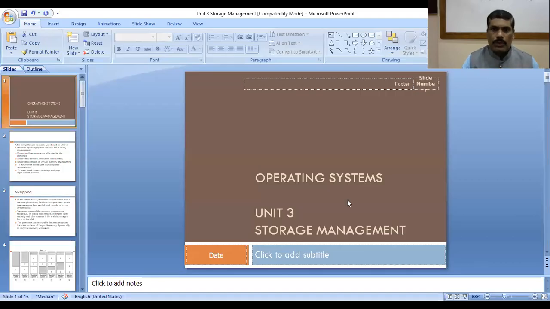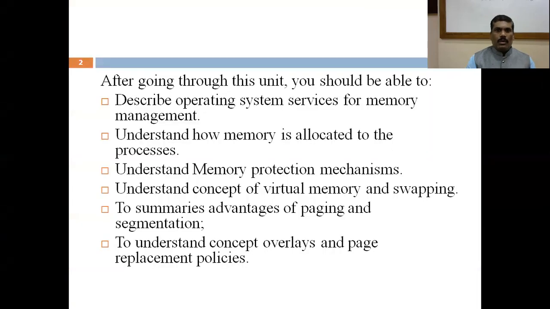Dear learners, we are going to study Unit 3, Storage Management, today from the Operating System course. After going through this unit, you should be able to describe operating system services for memory management, understand how memory is allocated to processes, understand many memory protection mechanisms, understand the concept of virtual memory and swapping, understand the advantages of paging and segmentation, and understand the concept of overlays and page replacement policies.